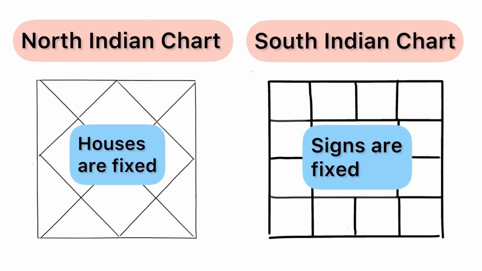I know a lot of people sometimes get confused between the North Indian Vedic Astrology chart and the South Indian Vedic Astrology chart. The North Indian chart is where the houses are always fixed. So the signs change, but the houses are always the same. And with the South Indian chart, the signs are fixed. So the signs never move, but the houses move. So let me just explain it a little bit more.